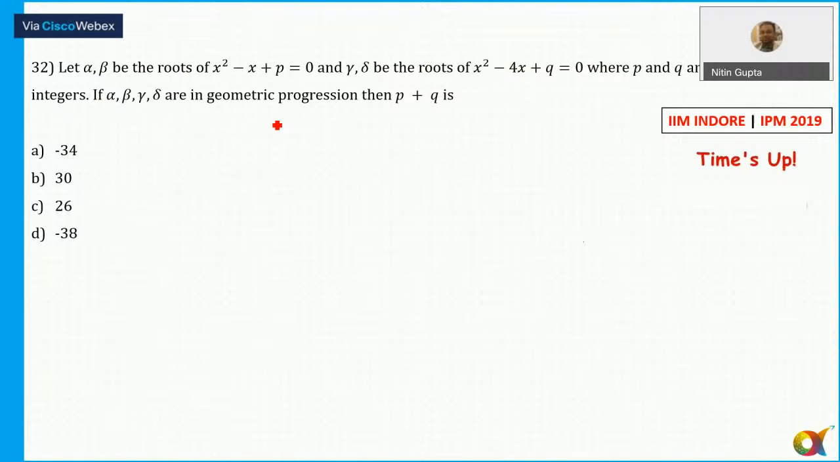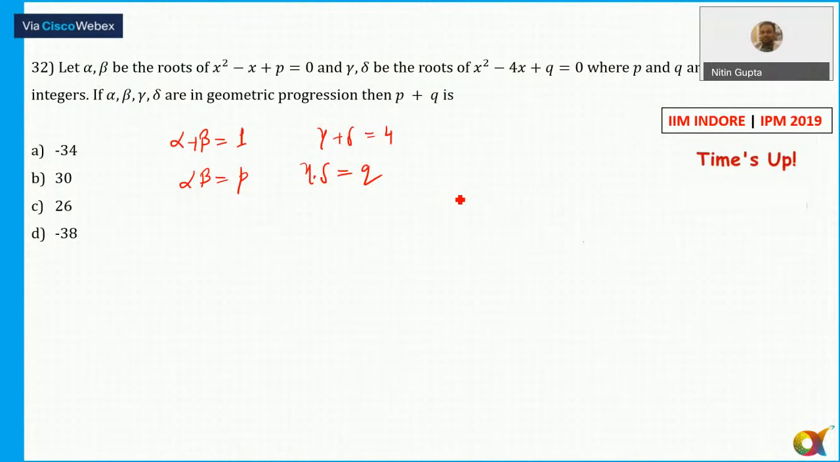Let alpha and beta be the roots of this equation, that is x square minus x plus p equal to 0. Okay, so what is the sum of the roots? I can say alpha plus beta is equal to minus b by a, which is 1. And the product of roots alpha beta is equal to c by a, that is p. And gamma and delta are the roots of the second equation, so gamma plus delta, the sum of the roots, is minus b by a, which is equal to 4. And gamma into delta is equal to q. And we need to find out the value of p plus q.